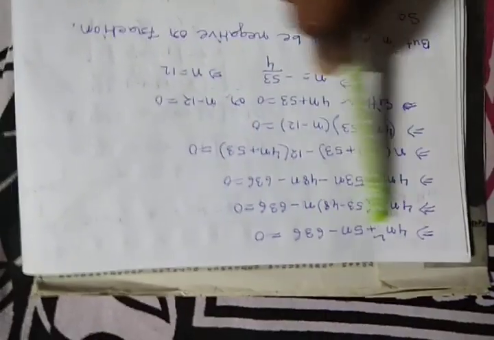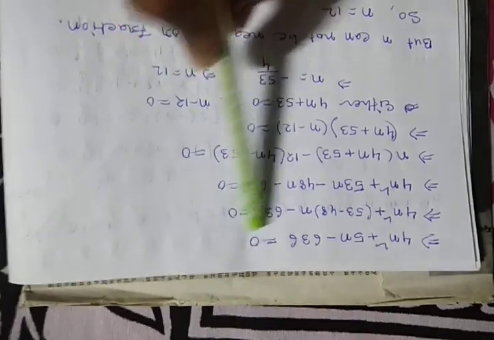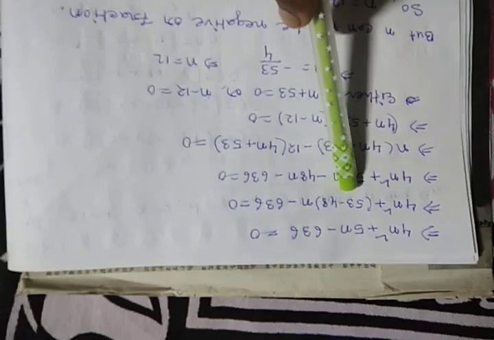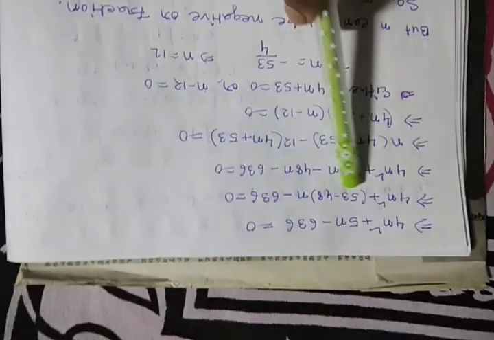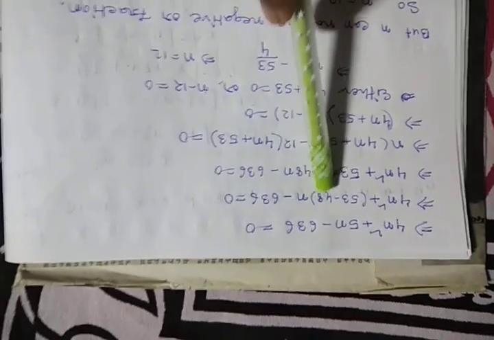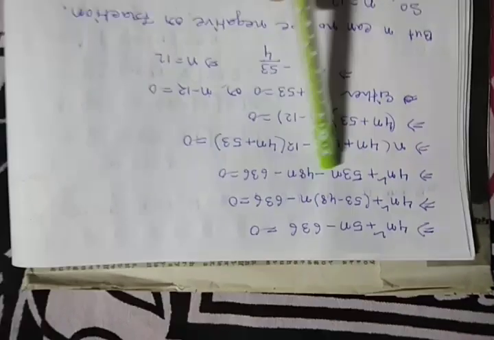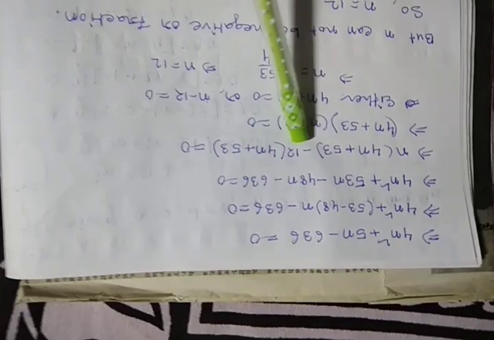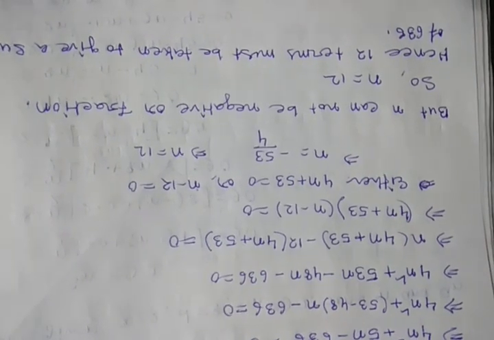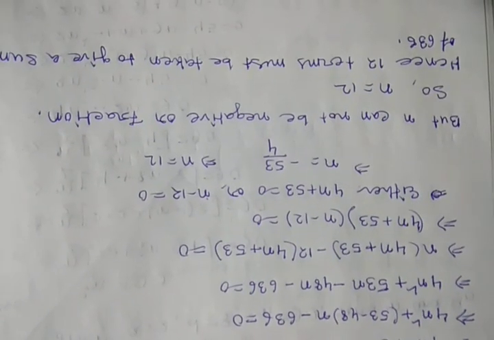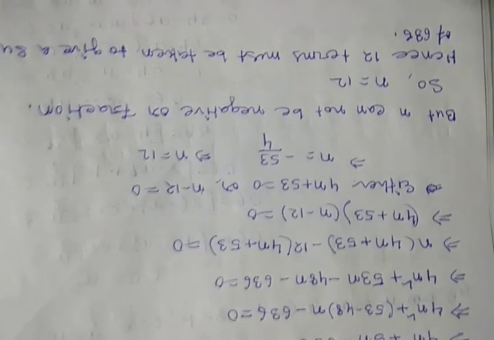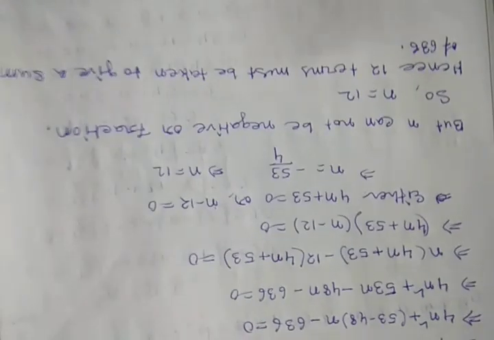Now again here we have to apply the splitting of the middle term. We need to take the product first, 4 into 636. You can check that we take the product factors 53 and 48. So 53 minus 48 will be 5, so by subtracting you have to do. So 4n square plus 53n minus 48n minus 636 equal to 0. From here we can take n common, so n into (4n plus 53), minus 12 common from the second two terms, 12 into (4n plus 53), equal to 0. So we take 4n plus 53 as common, the remaining will be n minus 12. So either 4n plus 53 equals 0 or n minus 12 equals 0. So n equals minus 53 by 4 or n equals 12.